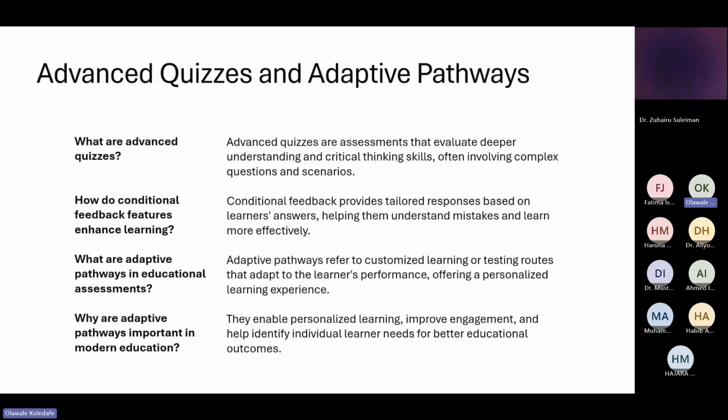Then we talk about advanced quizzes and adaptive pathways. This is a feature of Moodle which allows students to go their own routes based on their responses, based on their learning capacity, based on their ability. So we can design it such that when students are not responding so well, then they have their own custom journey. So maybe I put a question to them and they are not able to answer that question correctly.